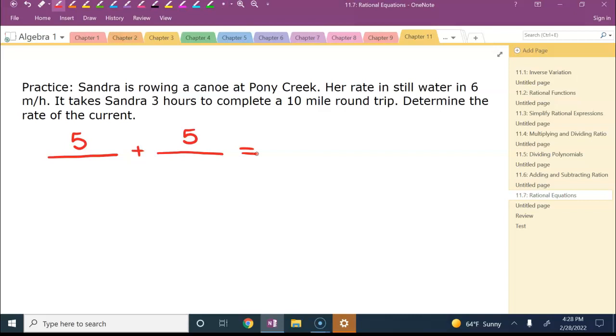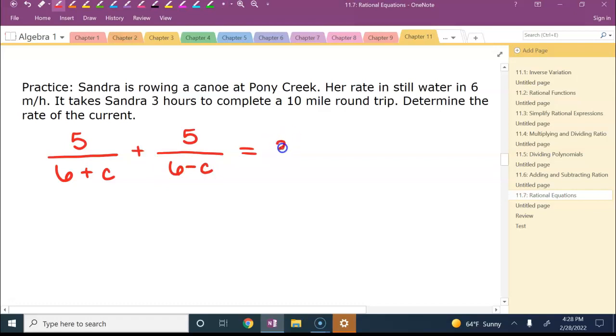So if you think about how a river or like a creek works, there's a current going in one direction. So as you travel in one direction, you're going to go with the current. And as you go in the other direction, you're going to go opposite of the current. So we're going to do 6 for her speed, plus whatever the current is for her 1 half of the trip, and then 6 minus her current for the return trip.